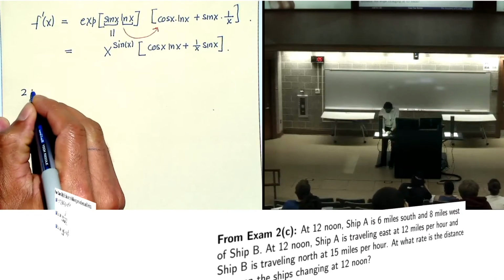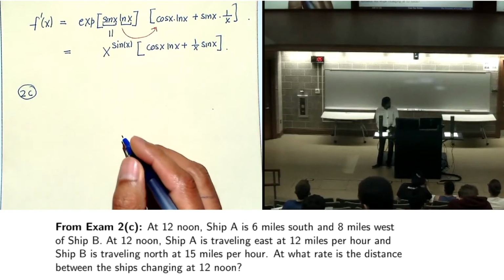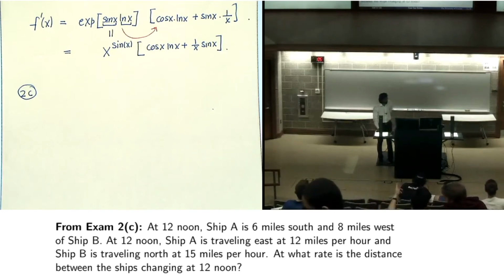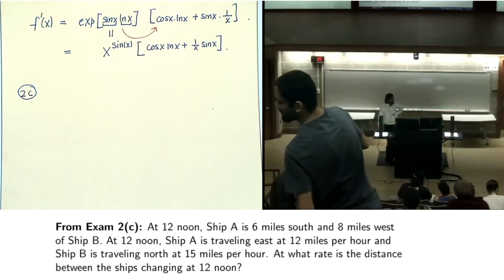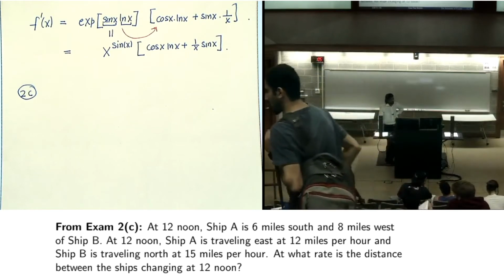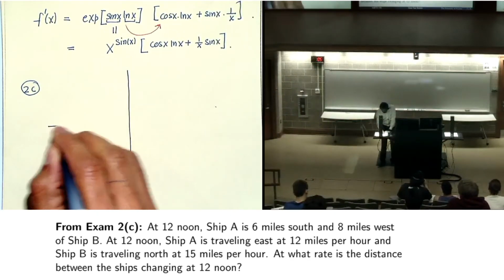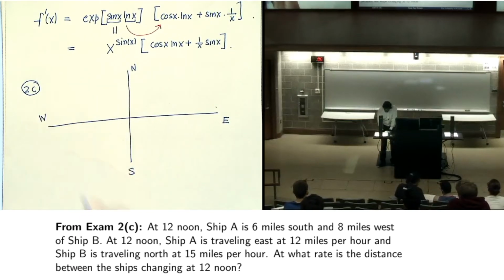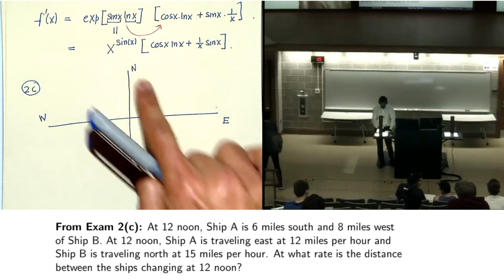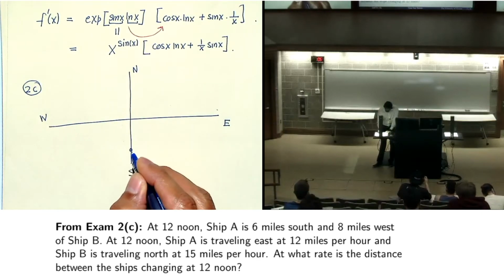Question number 2c. At noon, a ship is 6 miles south and 8 miles west. Let me write down this one. Never eat soggy waffle. That's how we remember the directions. A ship is 6 miles south, so this ship is here somewhere.